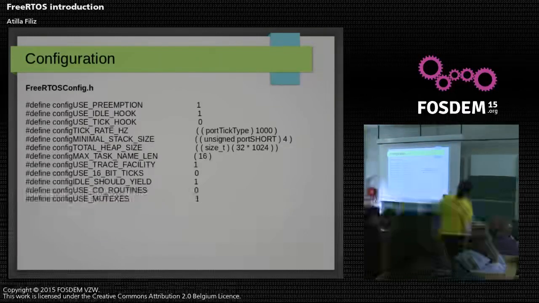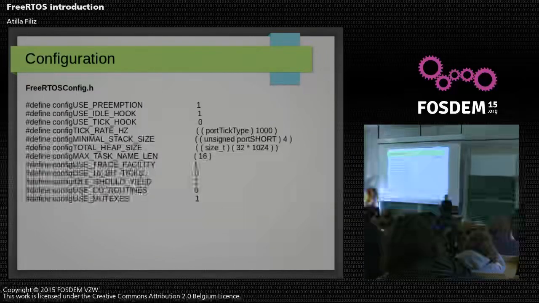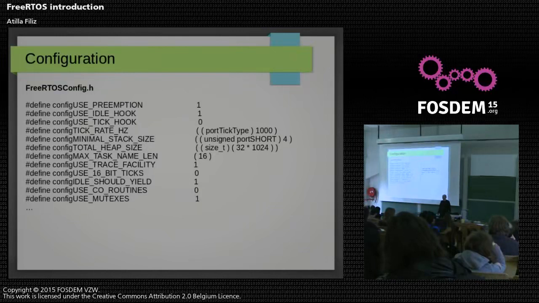So this is how we configure. Basically, there's a file called FreeRTOSConfig.h, and you keep defining symbols. You enable preemption or not. You can enable or disable several hooks if you need. Then we have some numerical parameters, like how long a task's name can be. Then, if I want to use tracing, if I want to use mutexes, and so on and so on.